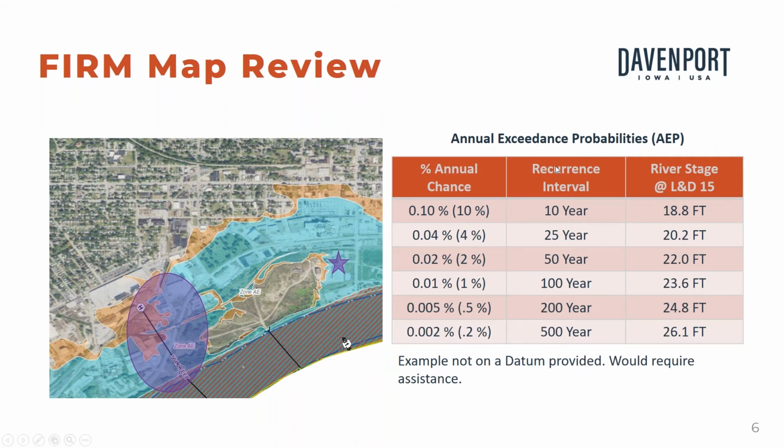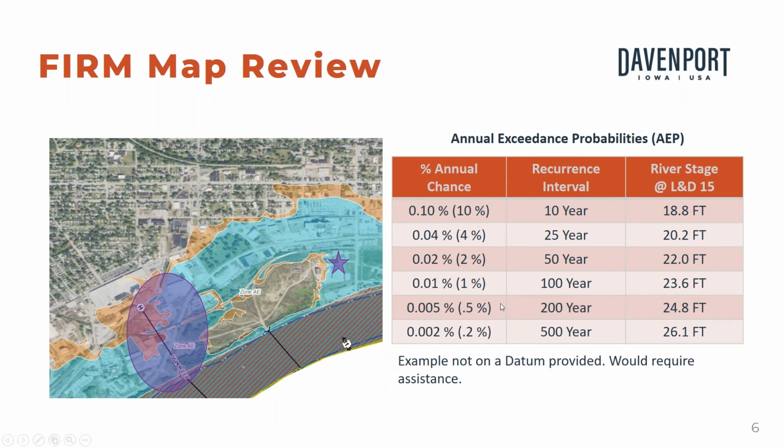On your right here are the annual exceedance probabilities by river stage at Lock and Dam 15. So when we commonly refer to a 100-year flood, again, that's a 1% annual chance of a flood. That equates to a 23.6-foot flood stage. For reference, the 2019 flood was a 22.7 flood stage, so we haven't quite reached that 100-year flood level on the Mississippi River yet.